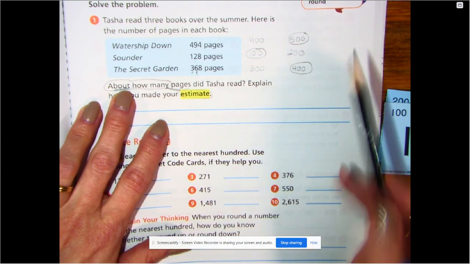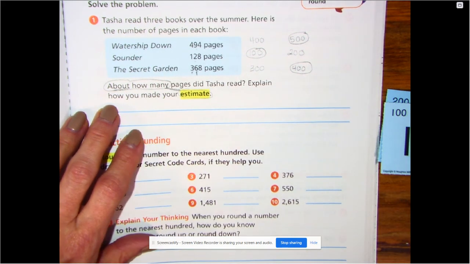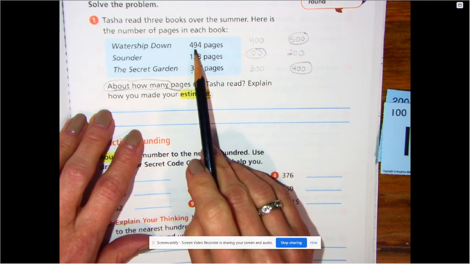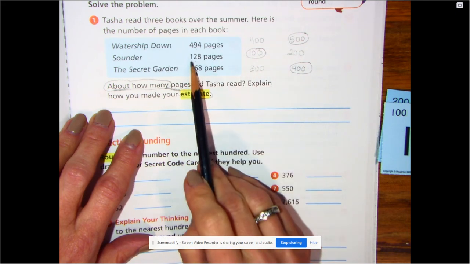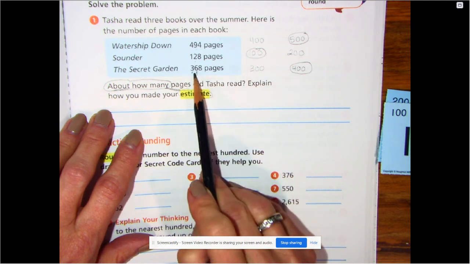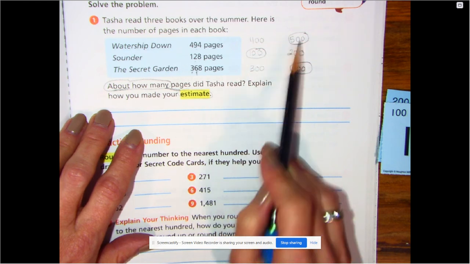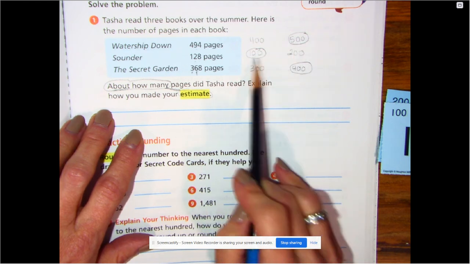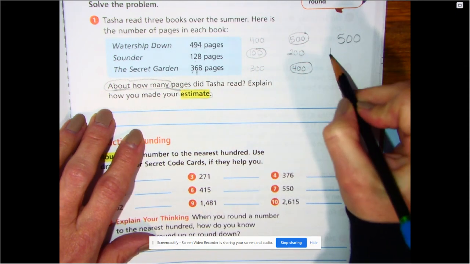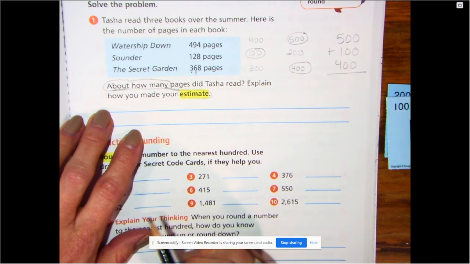All right. Now we can answer the question because it asked us about how many pages did Tasha read. So we rounded 494 up to 500. 128 we rounded down to 100 because it's closer to that. 368 we rounded up to 400. So now all I have to do is circle or add together the ones that I circled to get my answer. So I'm going to add together 500 plus 100 plus 400 to give me an estimate, a reasonable guess.